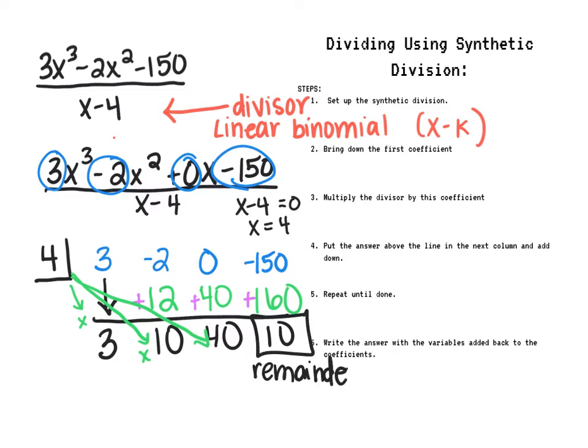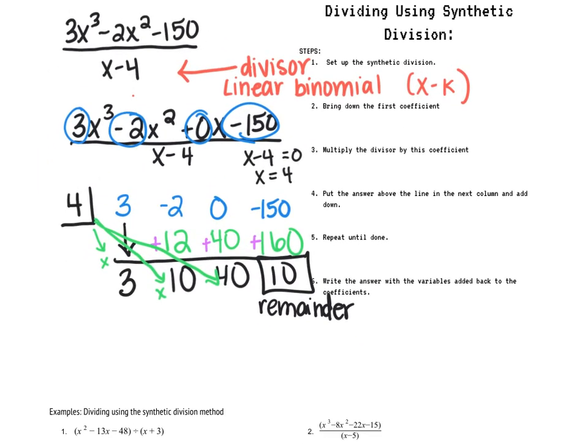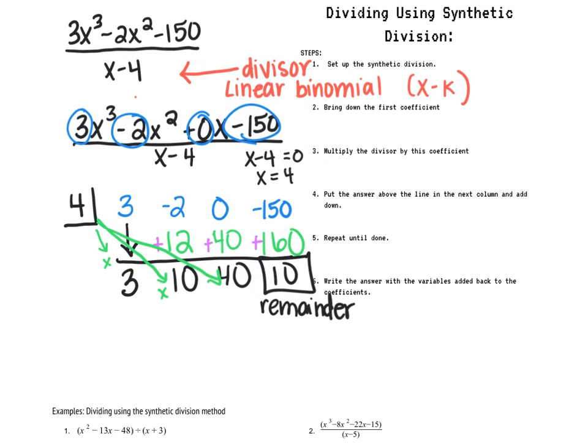Okay? So when I set this back up, we're going to answer it. So we started out with x cubed. So when we put these all back together, the 3 is now going to be 3x squared, because it's going to drop down 1 because we just divided it. Then it's going to be plus 10x plus 40 plus a remainder of 10 over the divisor. Now remember, the divisor was originally x minus 4. And there's my synthetic division. Okay, so let's try another example.